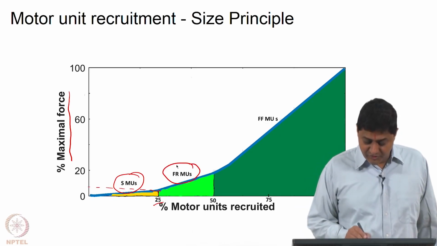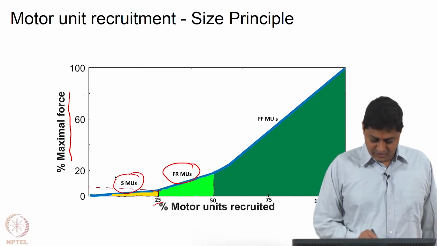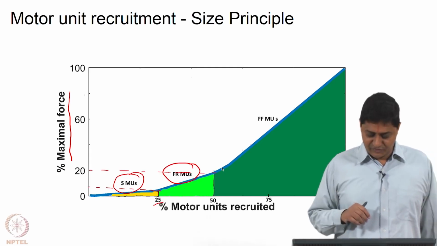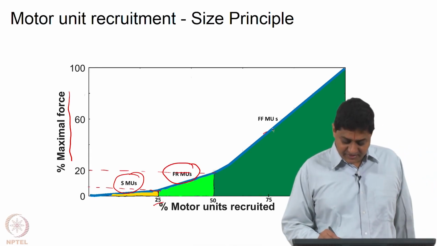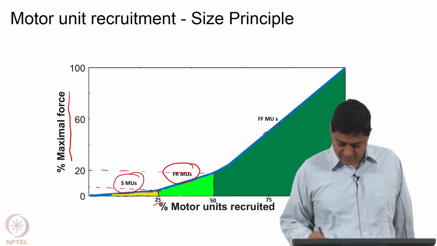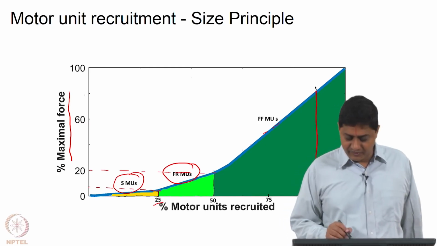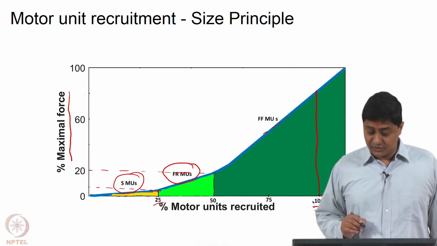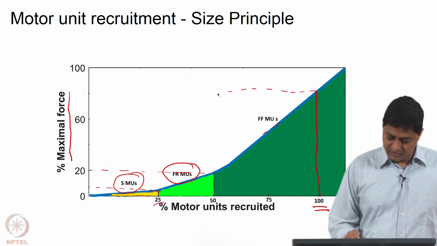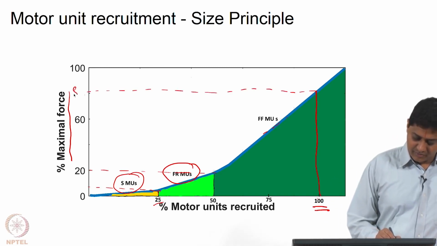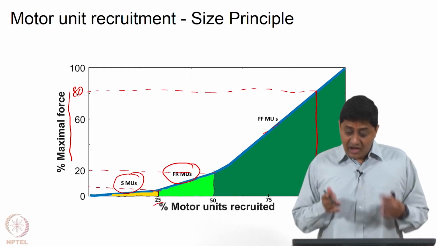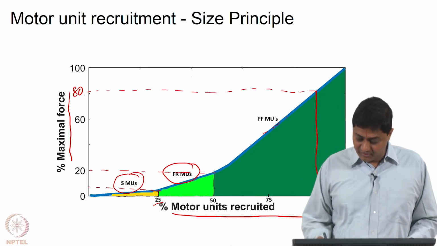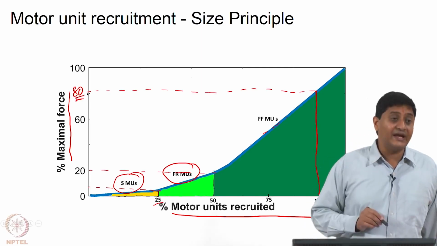Then fatigue resistant motor units are recruited, so that causes an increase to about 20% of the maximum force, and then I keep increasing, right. And then at some point I have recruited all 100 of my motor units. What is the force at that level? Approximately 80. So, after all the 100 motor units are recruited, I am able to produce about 80% of the force.